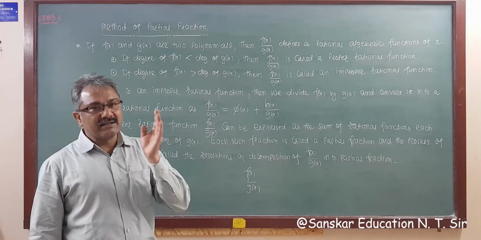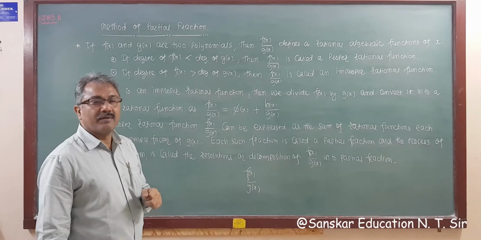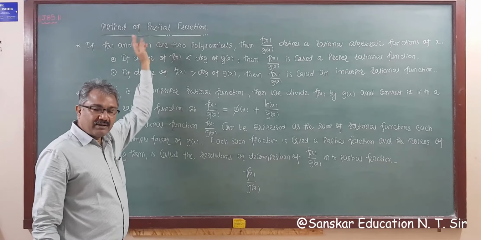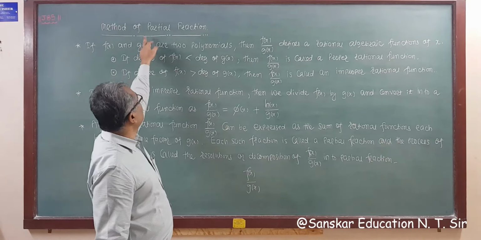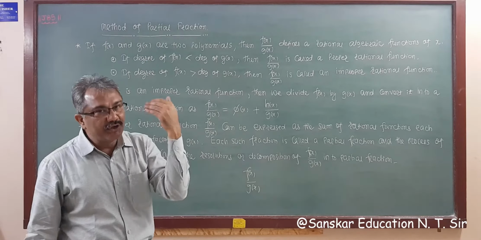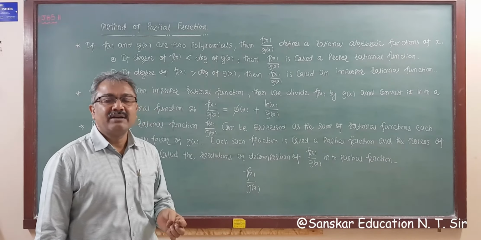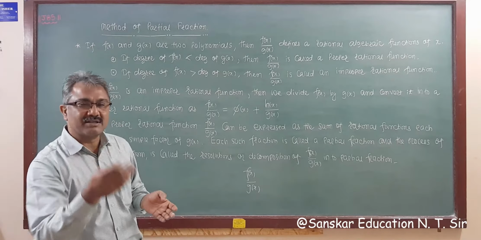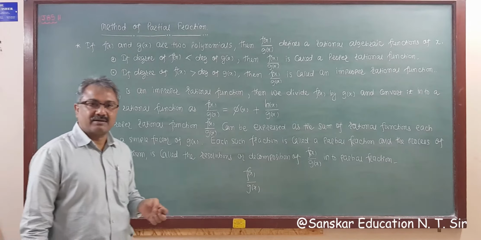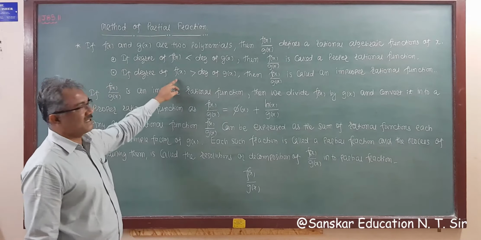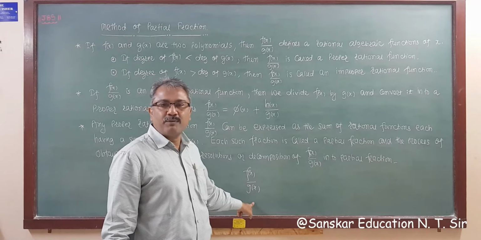And when a proper rational function is given, you have to apply the method of partial fractions when no standard formula is applicable. That is, if the degree of the numerator is less than the degree of the denominator, it is called a proper rational function, and for it, if no standard formula is applicable, then you apply the partial fraction method. And when the degree of f(x), the numerator, is greater than the degree of the denominator, it is called an improper rational function.